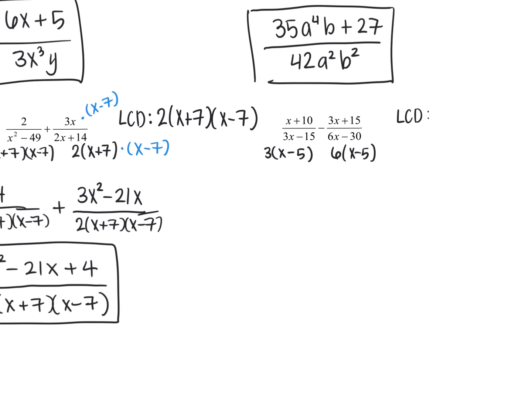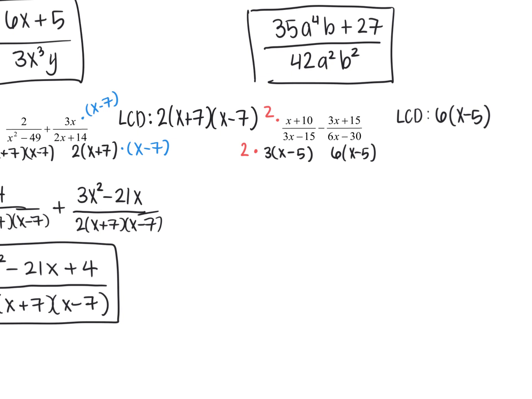Now the nice thing is I can make a 3 a 6. So my LCD is going to contain 6. And then both of the denominators have x minus 5 as a factor, so that's also going to be part of my LCD. So for my first fraction, in order to make a 3 a 6, I'm going to multiply the top and the bottom by 2. And my second fraction already has my LCD as its denominator, so I don't have to multiply by anything.